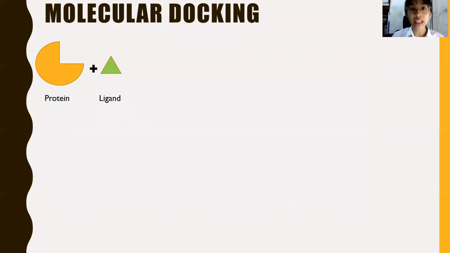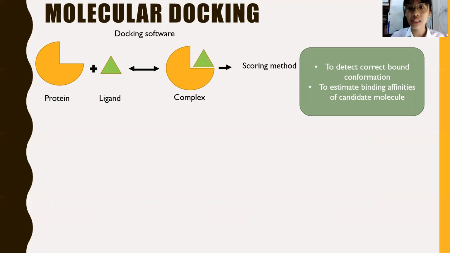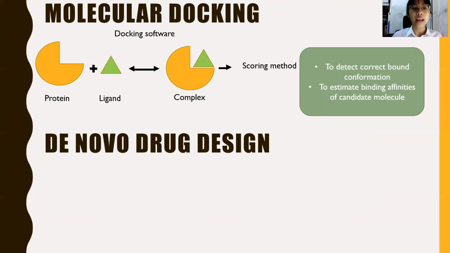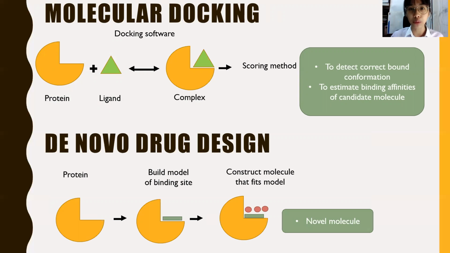Molecular docking is a method that predicts the preferred orientation of one molecule to a second when bound to each other to form a stable complex. Then the complex quality is evaluated by score to detect the correct bound conformations and estimate binding affinities. Next is de novo drug design. It is an iterative process in which the 3D structure of the receptor is used to design newer molecules.